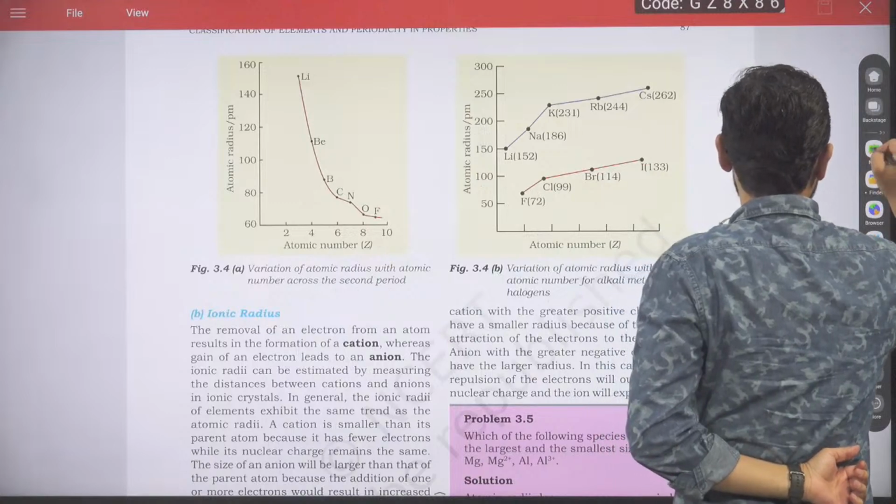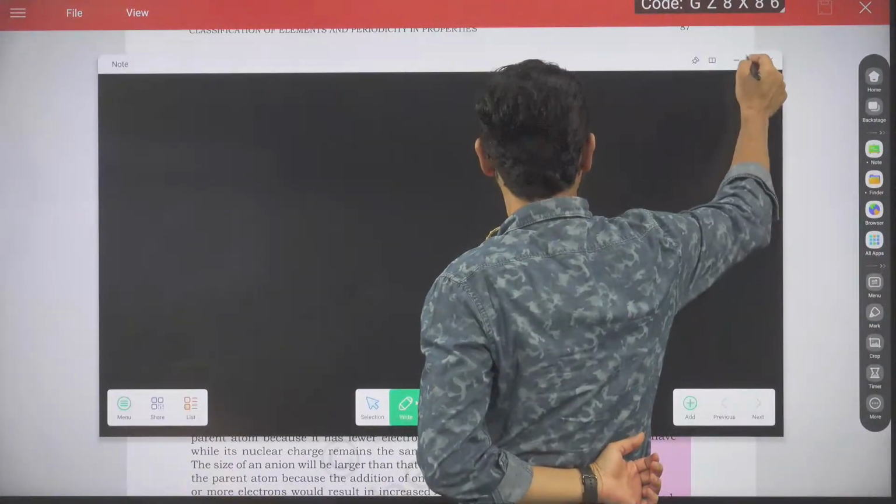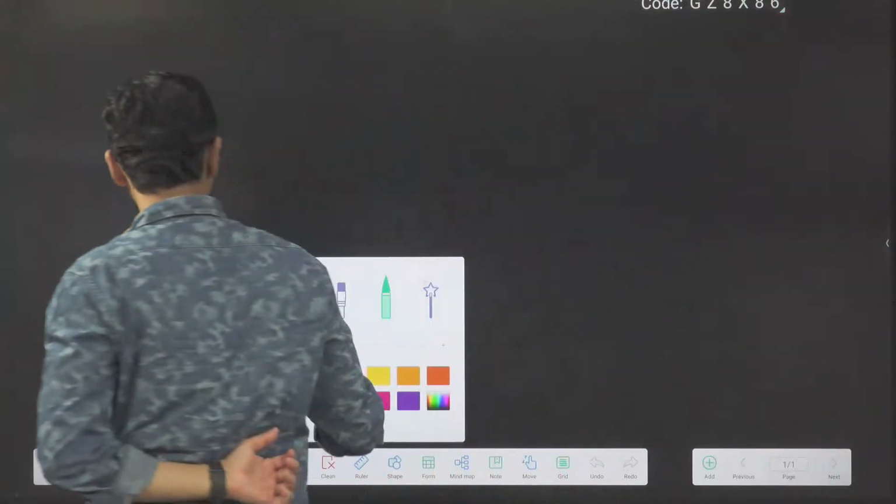So, by the last class, we have discussed in class up to which part?